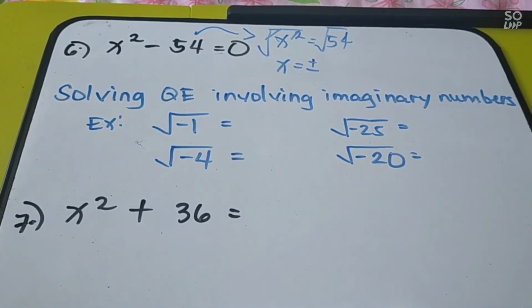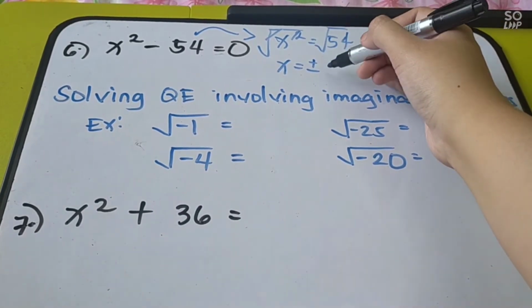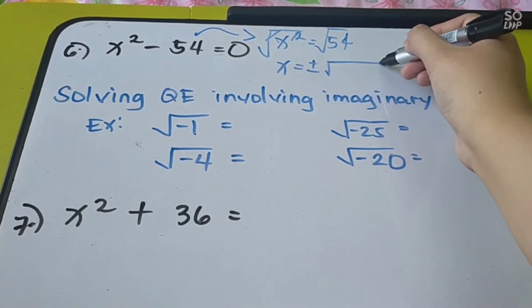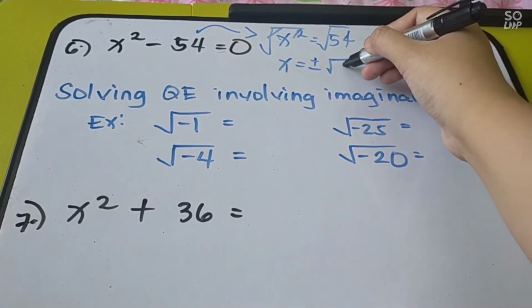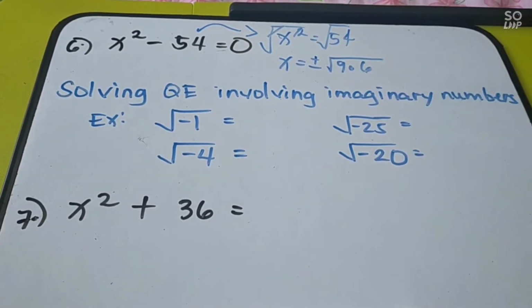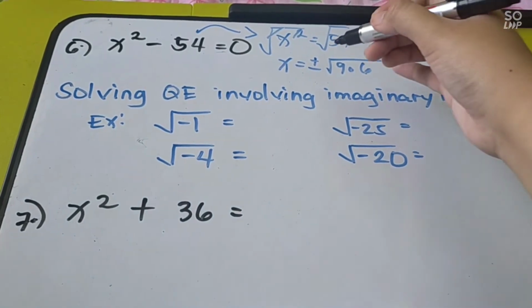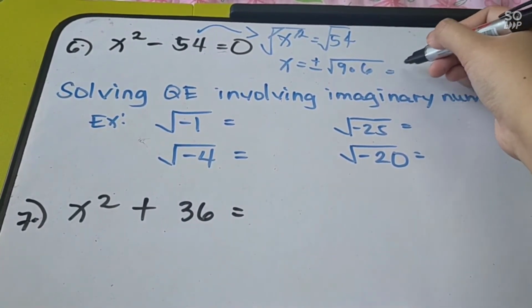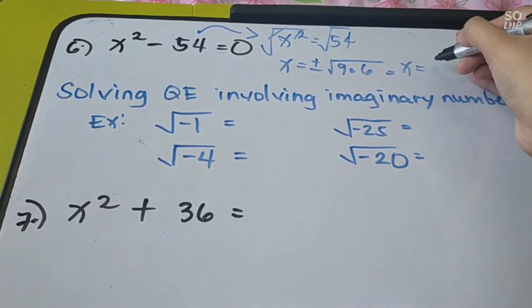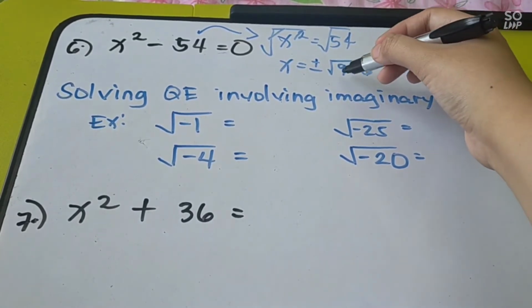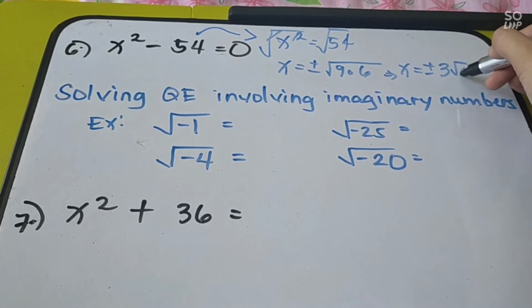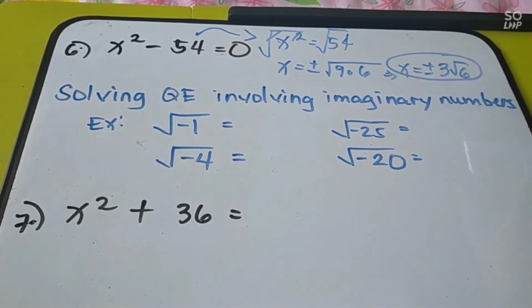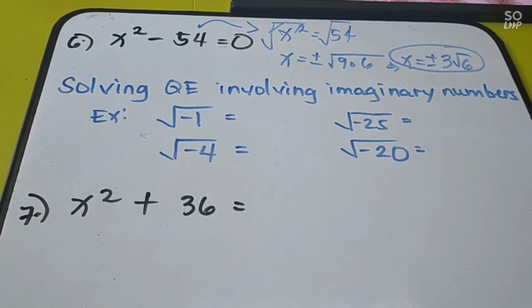Si 54, siya ay pwedeng i-factor, but it is not a perfect square. So, ang factor niya is 9 times 6. Okay? So, si 9 is a perfect square. So, therefore, we have x is equal to square root ni 9. The answer is positive and negative 3 square root of 6. So, that is it. So, that's your answer.